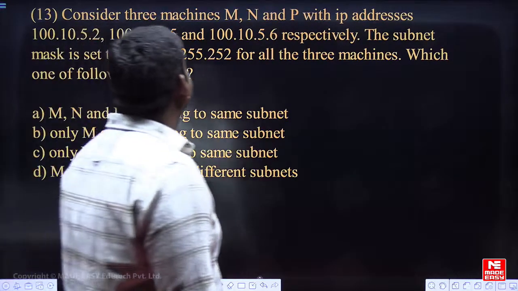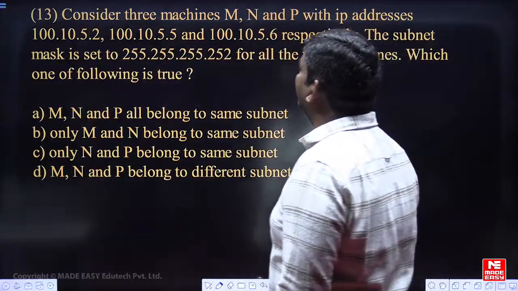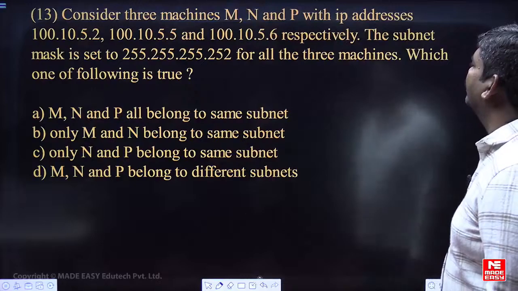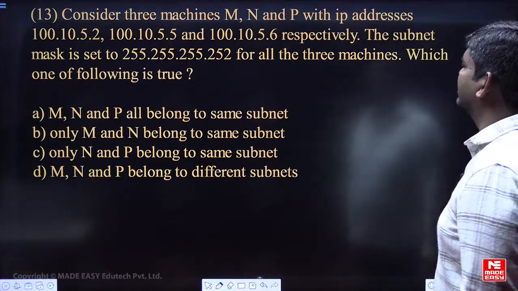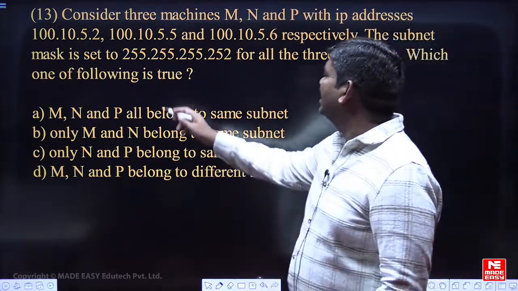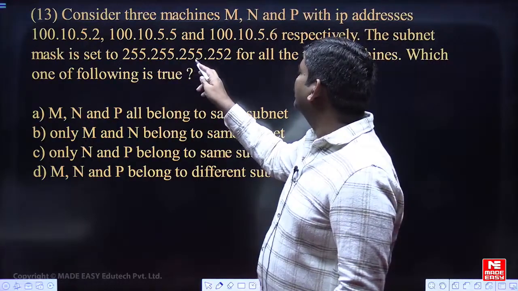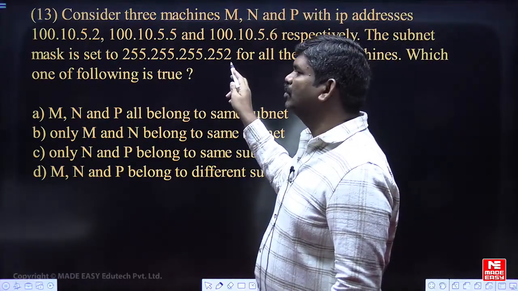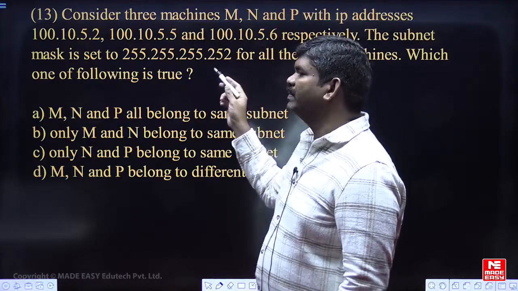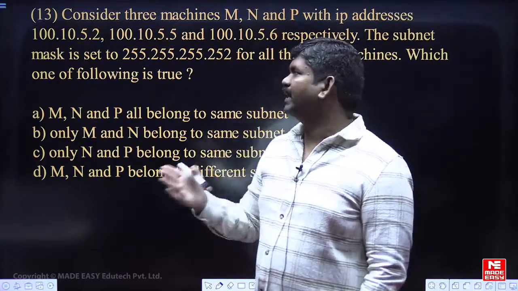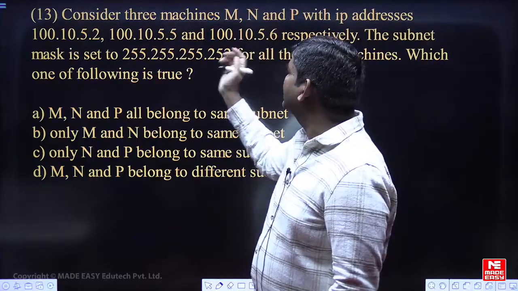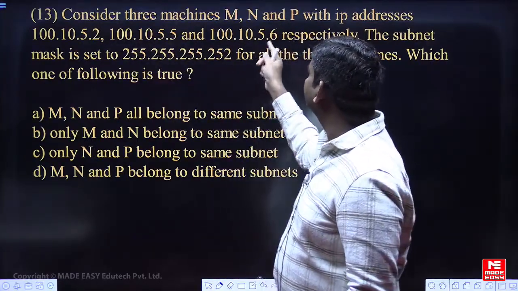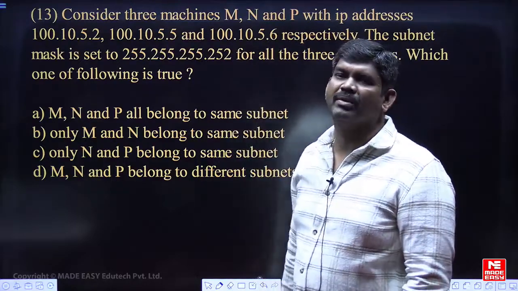See, there are three machines or computers with IP addresses 100.10.5.2, 100.10.5.5, 100.10.5.6. The subnet mask is given. You can see it is 255.255.255.252. 252 means what? 6 ones and 2 zeros. This 6 ones and 2 zeros means host bits will be 2 bits. Or you can say in all these three IP addresses, the fourth octet, which is having here 2 and 5 and 6, in that 2 bits will be the host bits.